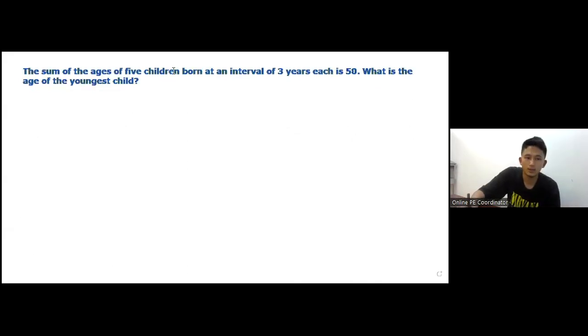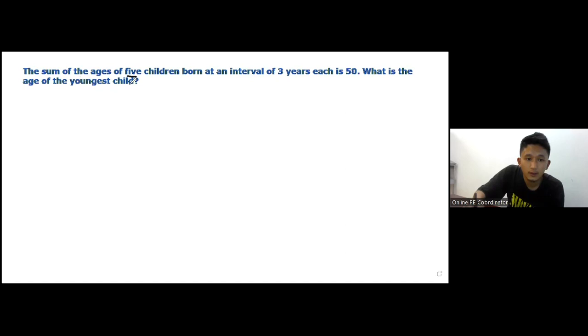Okay, another question. The sum of the ages of 5 children born at an interval of 3 years each is 50. What is the age of the youngest child? Do you know how to solve this kind of question? You can solve it by applying a concept.